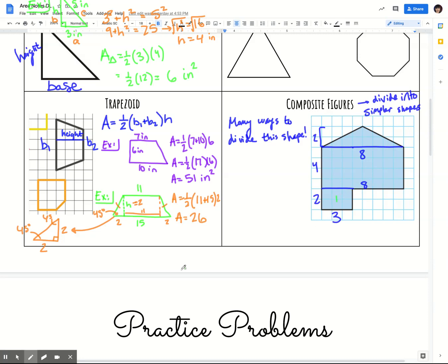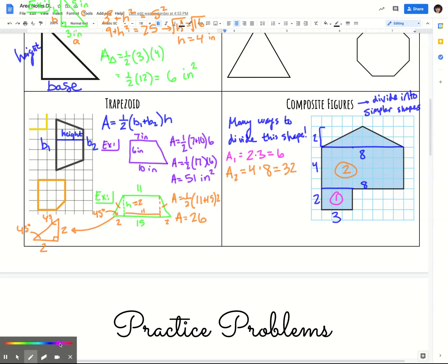So this is going to be my first shape here. The area of that first shape is a rectangle, so it's just 2 times 3, which is 6. Then the area of my second shape is again just another rectangle. So the area of my second shape here is just 4 times 8, which is 32.